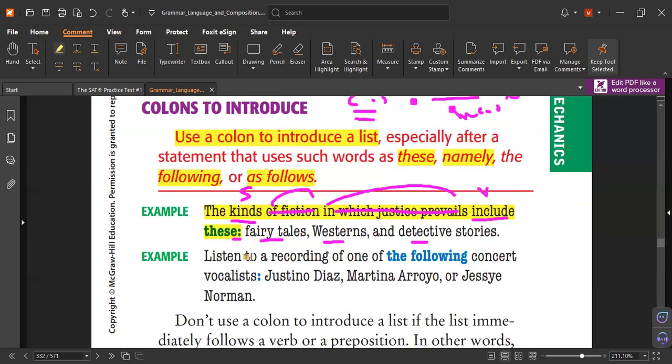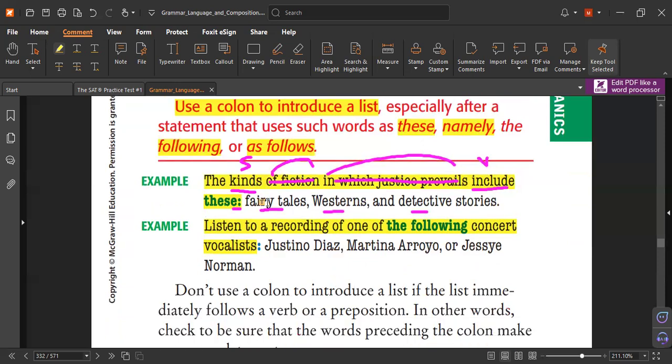Again, let's check. Is this part a sentence? Listen to a recording of one of the following concert vocalists. Is this complete? Yes. Listen here, it's a request. So the subject is a hidden you, because we are talking to you. So you is the subject, and listen is the verb. We have a subject, a verb, and the phrases to complete the meaning. So before the colon is a complete sentence.